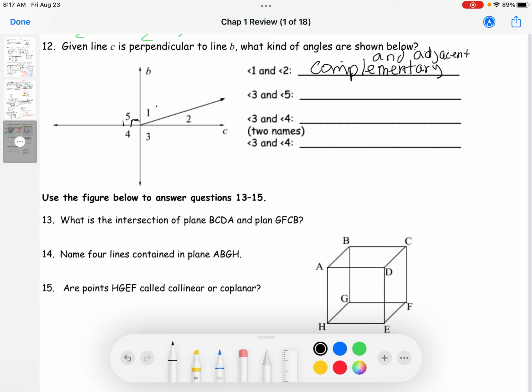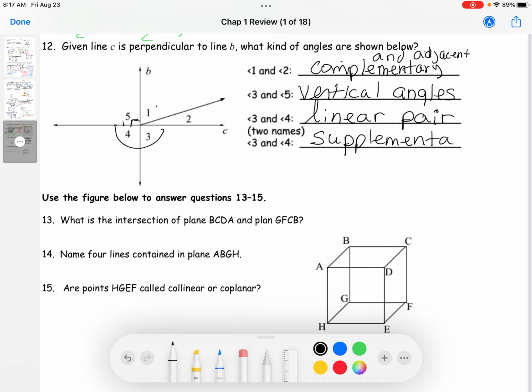Okay, so angle 3 and 5 are vertical angles, sorry, not vertex angles, vertical angles because they're across from each other. So vertical. Angle 3 and 4 are a linear pair because they equal 180 degrees, and they're also adjacent to each other, and they're also supplementary. All right.